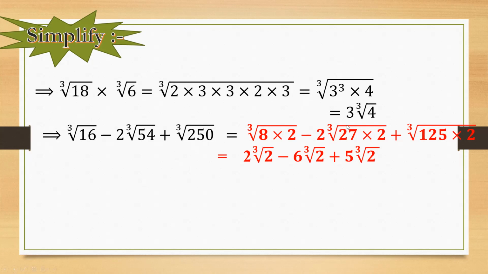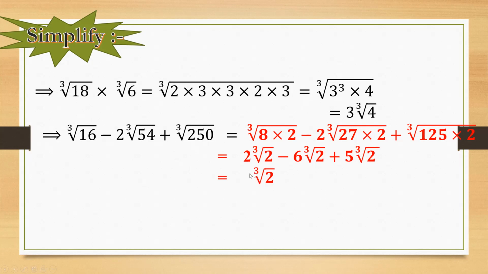The cube root of 27 will be 3. So 3 times 2 equals 6. And put the cube root of 2 as it is. Plus the cube root of 125, it will be 5, and put the cube root of 2 as it is. So here I have like terms: the cube root of 2, the cube root of 2, the cube root of 2. I'll keep it as it is and make 2 minus 6 plus 5, it will be 1.